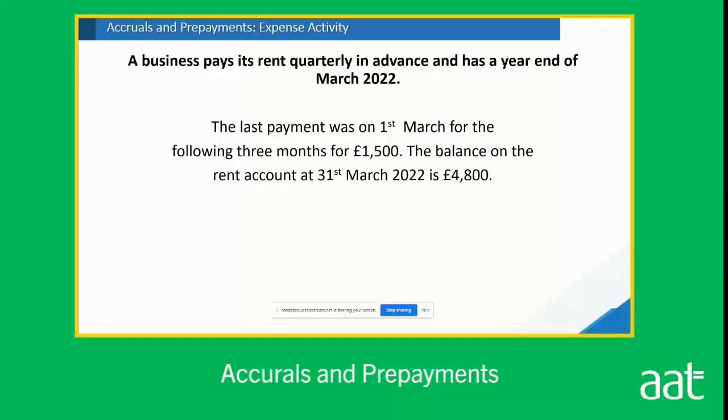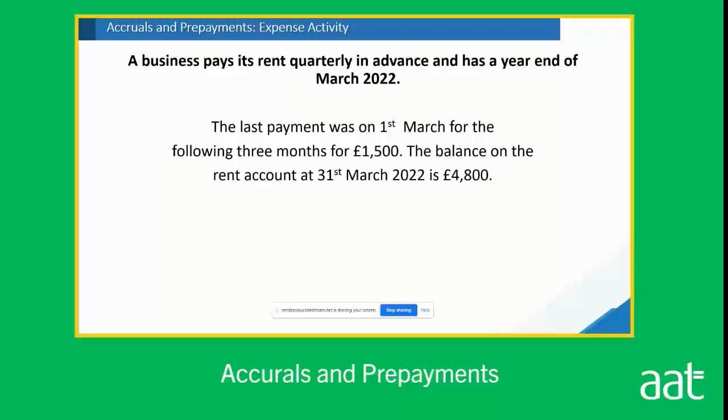Similar. The business pays its rent quarterly in advance and has a year end of March 22. The last payment was on the 1st of March for the following 3 months, and that was for £1,500. The balance on the rent account at the end of March is 4,800. So again, let's try and pull that apart and look at its key features. The year end is March 22.